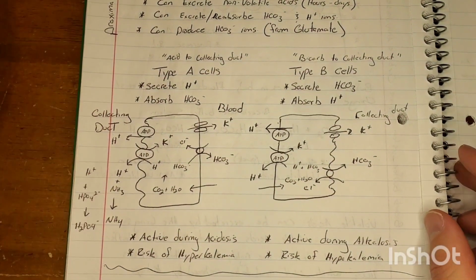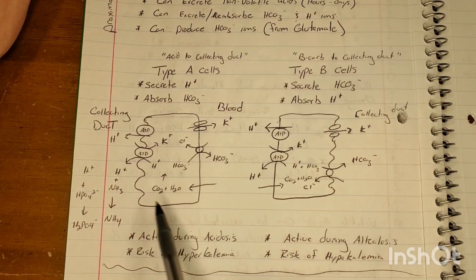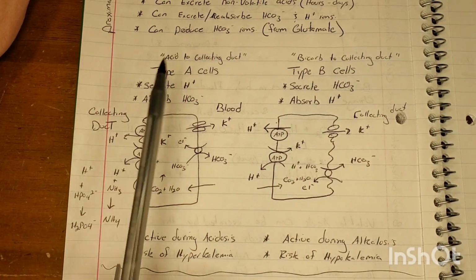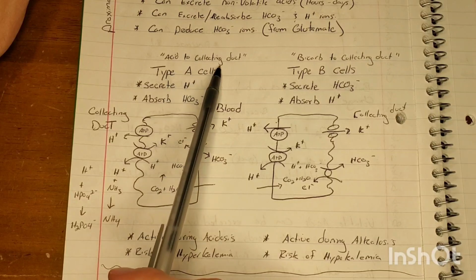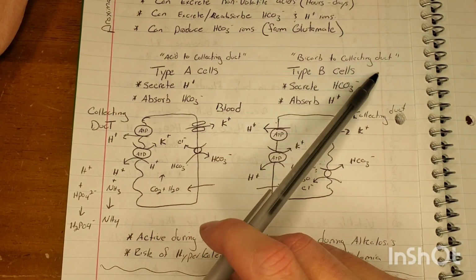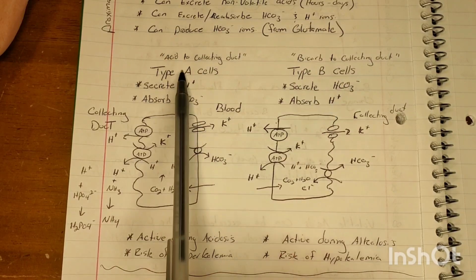So here we have intercalated cells right here. We have a type A and a type B cell. These cells are for acid-base regulation. I remember type A cell, acid to the collecting duct, type B cell, bicarb to the collecting duct. You could also say base to the collecting duct. We have type B and type A.